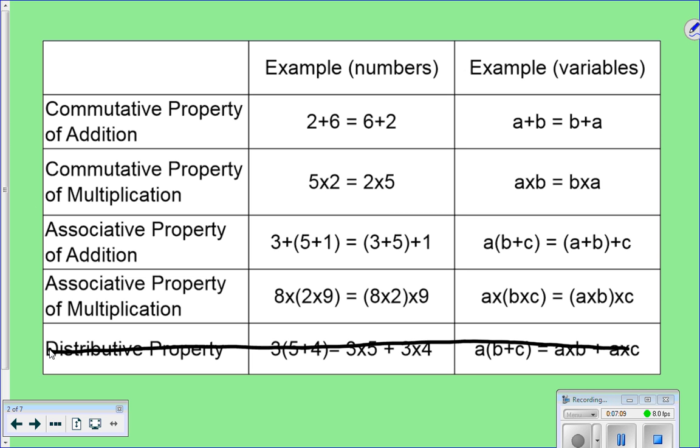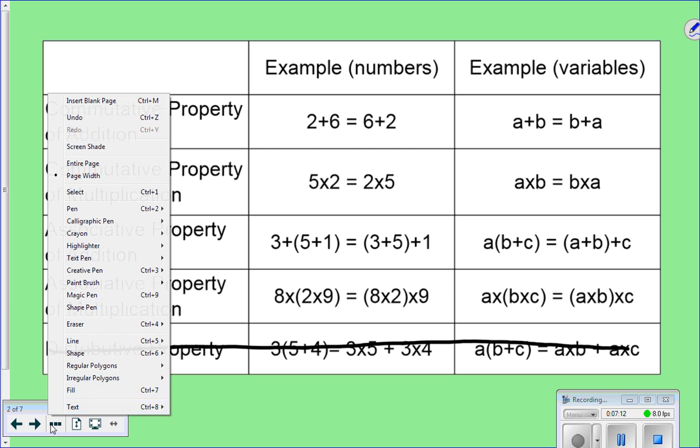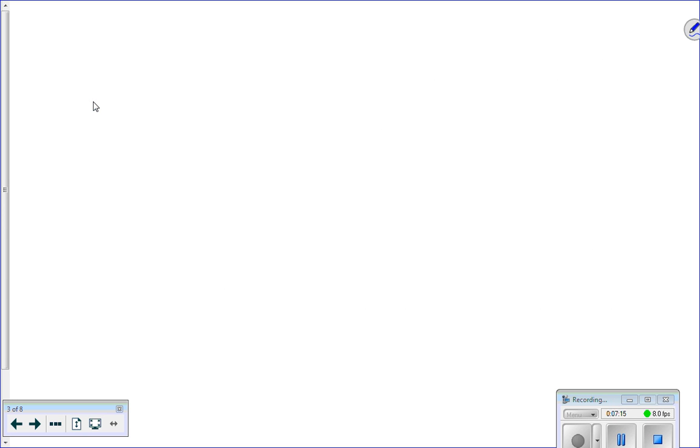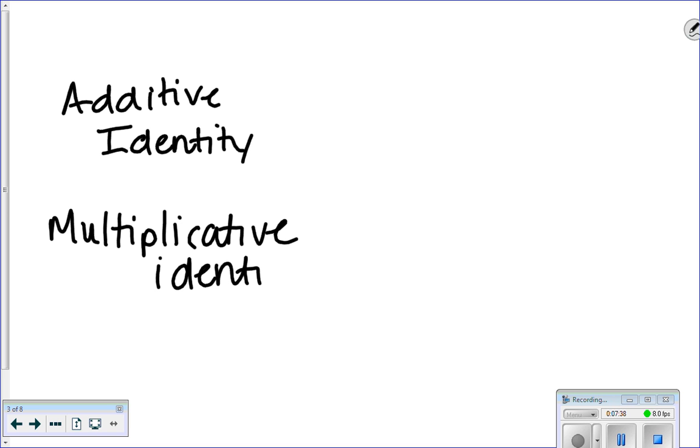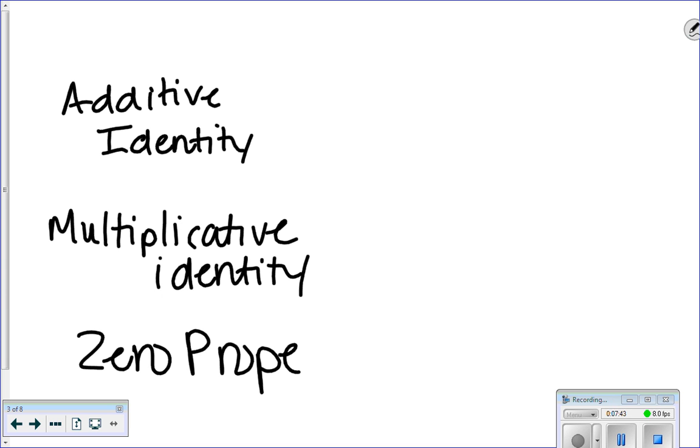Okay, I'm going to add another page because I want to write a few more things. So the last 3: additive identity, then there's multiplicative identity, and then there's a 0 property. All right, so here's your 3.